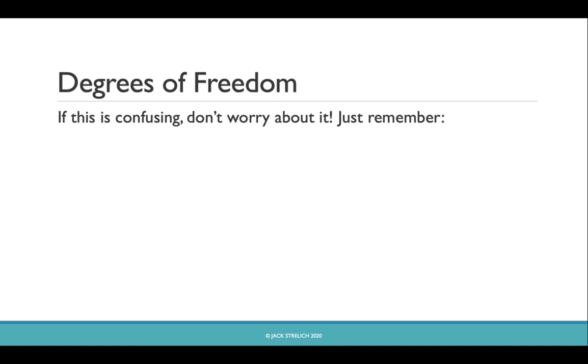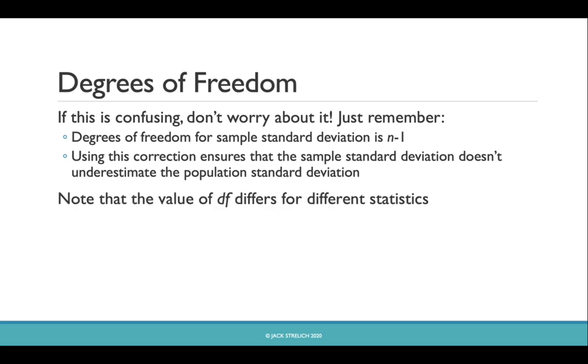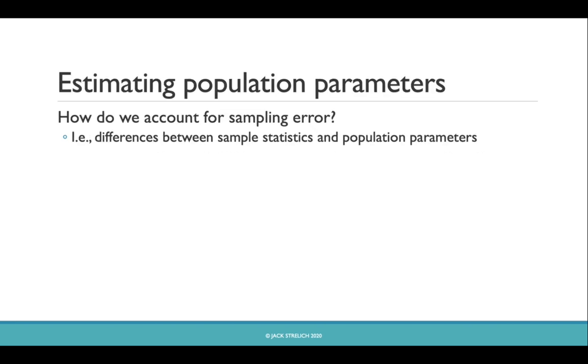If this is a little confusing, don't worry about it. Just remember, the degrees of freedom for sample standard deviation is n-1, and that using this correction ensures that the sample standard deviation doesn't underestimate the population standard deviation. I'll note briefly that the exact value of degrees of freedom differs for different statistics. Sometimes it's n-1, sometimes it's n-2, but the value is always the number of pieces of information you need to calculate that statistic.